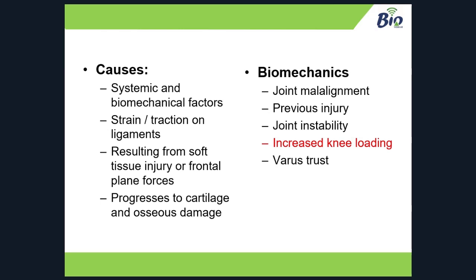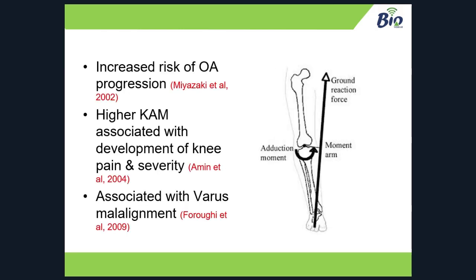So you've got joint malalignment, so that's like your varus or valgus knee position, previous injury, and again that's why it's always important to take a good history. Joint instability, so maybe you've got someone with ligament laxity. Increased knee loading. Now I've highlighted that because this has received a lot of attention in the literature, and also varus thrust. So all of those things can contribute to abnormal biomechanics.